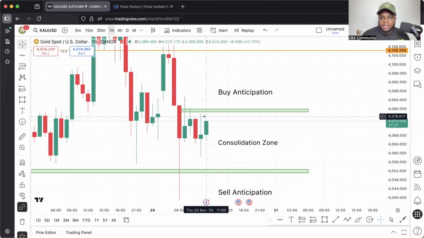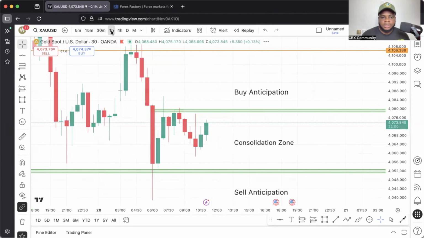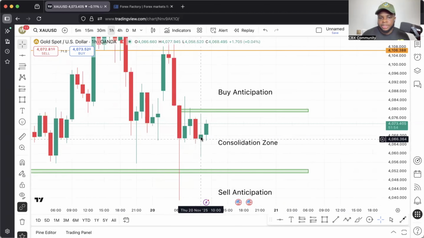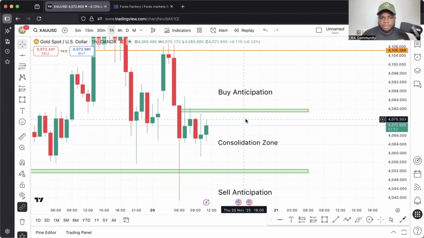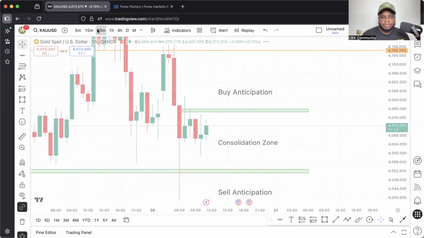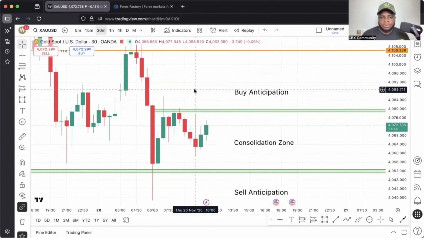The 1 hour is left with 52 minutes. So let's see. The 1 hour also came back down to close with a weak bearish candle. So let's see what this candle wants to do.